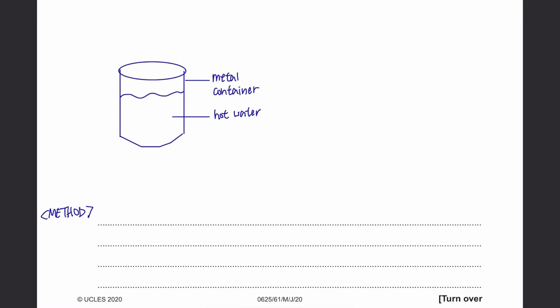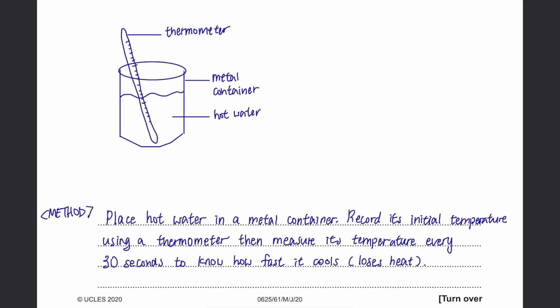First, we need to explain the method. Before we go on, we can draw the diagram in advance. There should be a metal container with hot water in it, and we're going to measure its temperature from time to time with a thermometer. Always label your diagrams. We need to record the initial temperature first, and we're going to measure its temperature every 30 seconds to see how fast it cools.